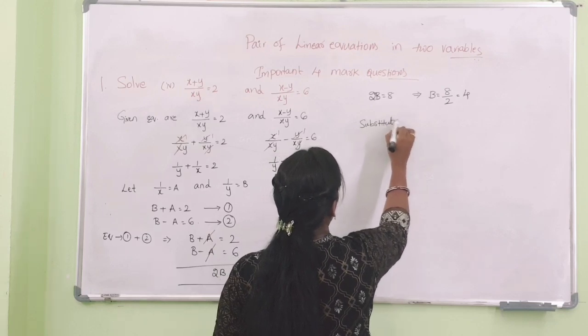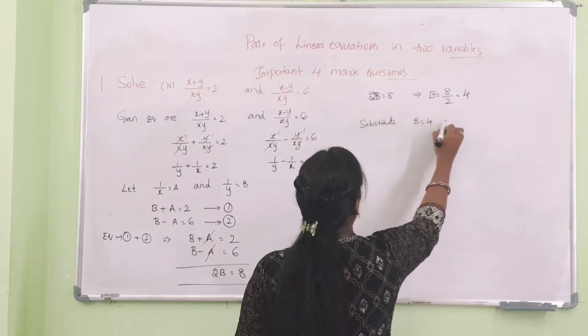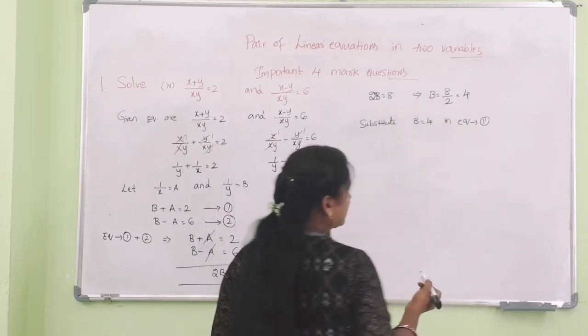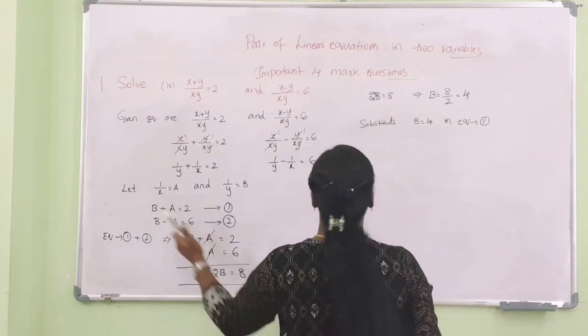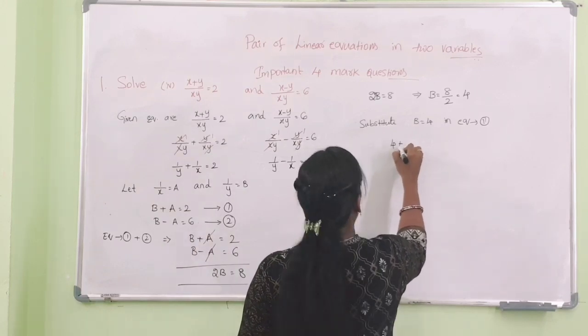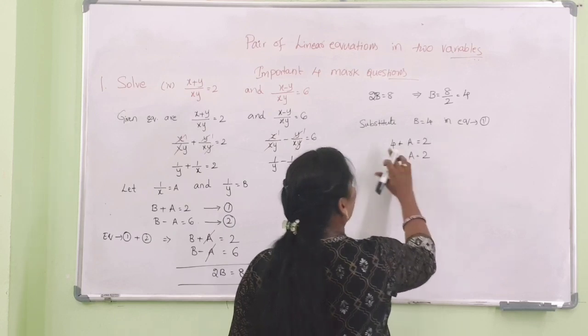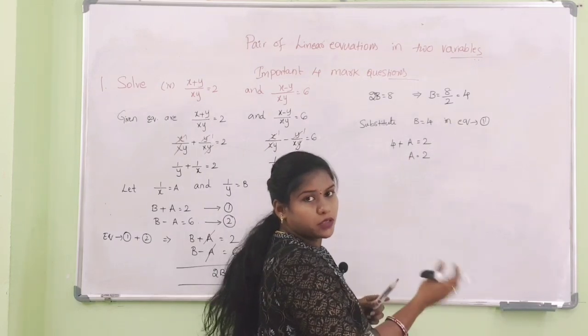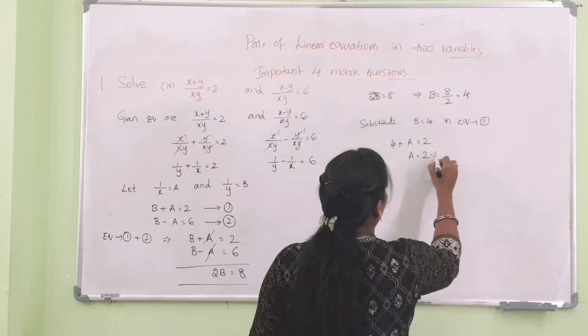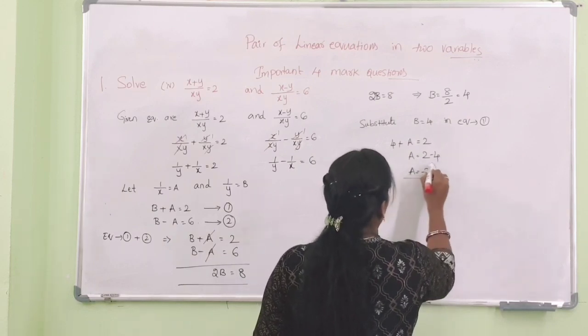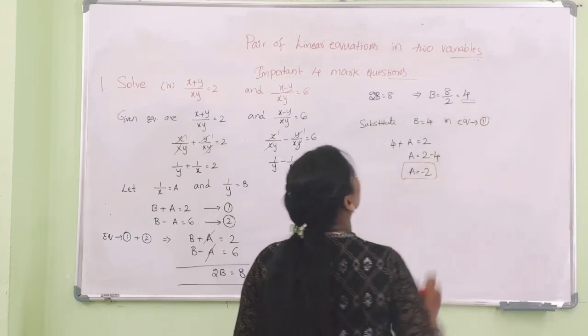Substitute b is equal to 4 in equation 1 or 2. I am going to substitute in equation 1. B value is 4 plus a is equal to 2. Then we will get a is equal to 2 plus 4, which becomes minus 4 when it goes to RHS. So 2 minus 4, a is equal to minus 2. So a is minus 2 and b is 4.